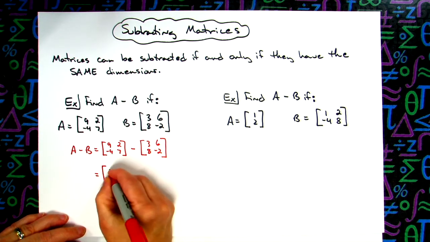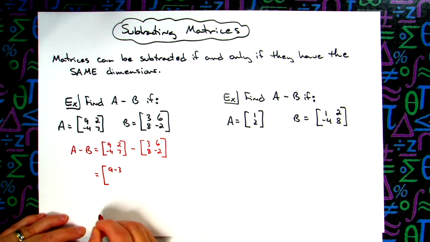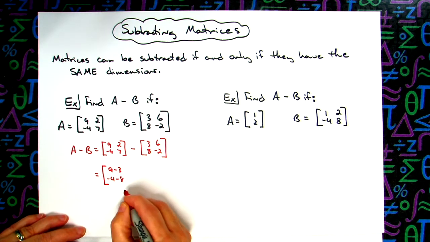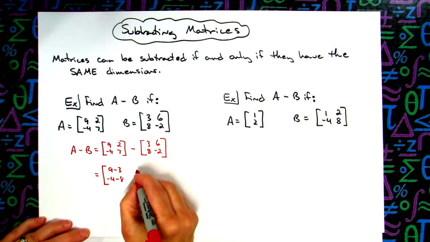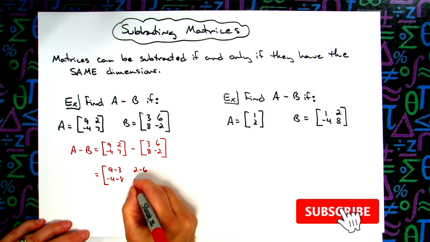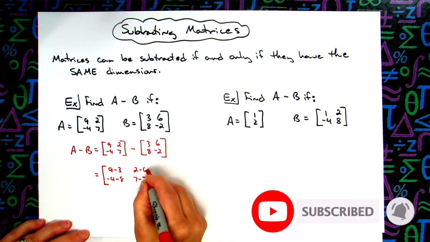So we will have a 9 minus 3 for the top left-hand corner. We'll have a -4 minus 8 for the bottom left-hand corner. Top right-hand corner is going to be 2 minus 6. Bottom right-hand corner, 7 minus a -2.